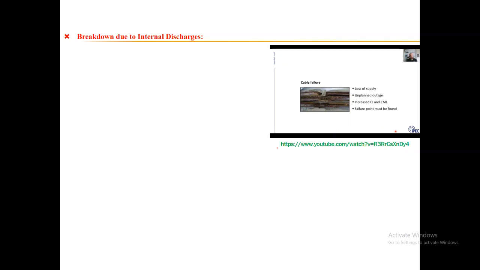So consequences of PD, first one is of course cable failure. If you've got a failure inside an underground cable, you'll see a loss of supply, you'll see an unplanned outage, increased CI and CML. CI is a UK measurement, customer interruptions. CML is customer minutes lost. Of course, every country around the world has a similar measurement criteria, basically looking at the impact of the power failure on where the supply is, so whether that's customers or the industrial side of the business as well. So customer interruptions, customer minutes lost, and of course the failure point must be found.